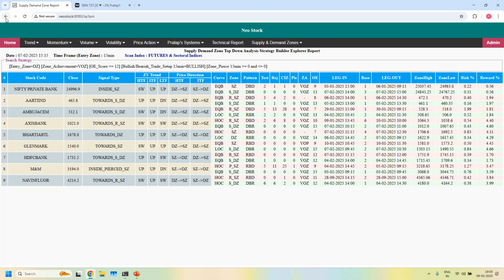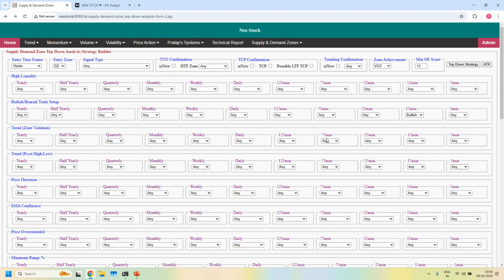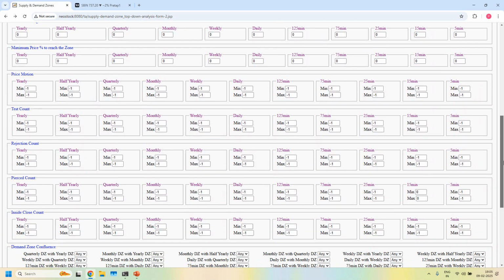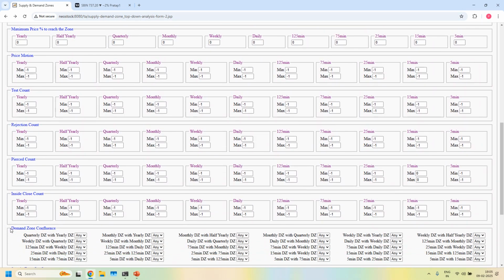So in the zone confluence in our software, I am going back because we have already all these filters set. Apart from this, I am adding a new filter in the demand zone confluence. See, here we have a demand zone confluence. In this parameter, I am adding the filter 15 minutes demand zone with 75 minutes demand zone confluence. I am enabling yes. What is the meaning of yes? Yes means include this filter and apply this filter on our stocks. If this filter is supported, then only you list those stocks.